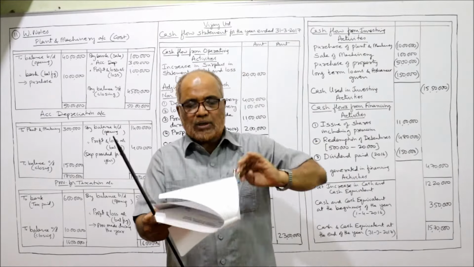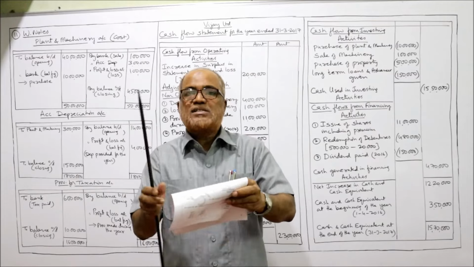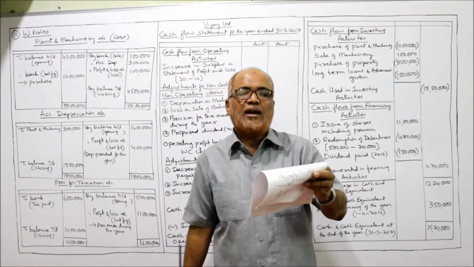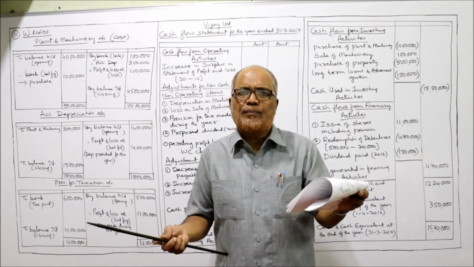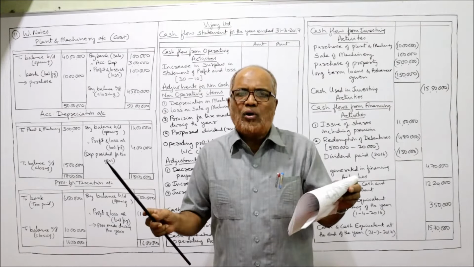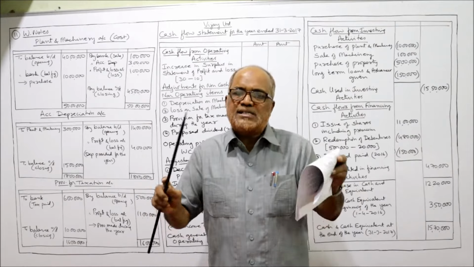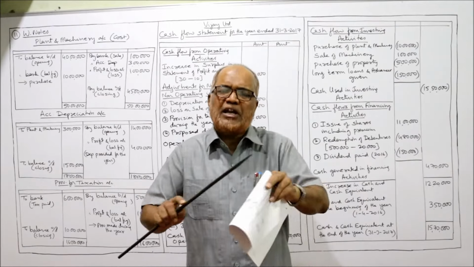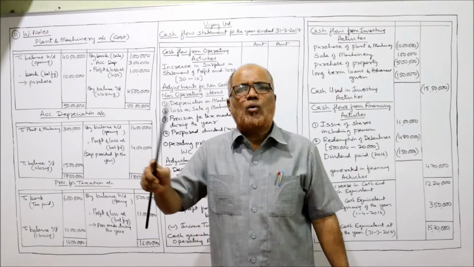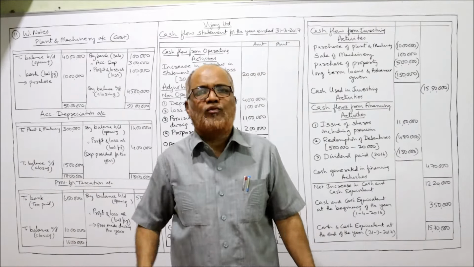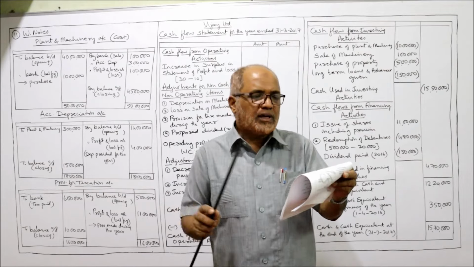Now come back to the balance sheet. Fixed assets we have seen. Non-current investments, there is no change. Last year 2 lakh, current year 2 lakh. That means there is no inflow, no outflow. The same 2 lakh rupees non-current investment, ignore, don't take into consideration. In cash flow statement, we consider only if there is inflow or outflow. If it is same, don't consider.